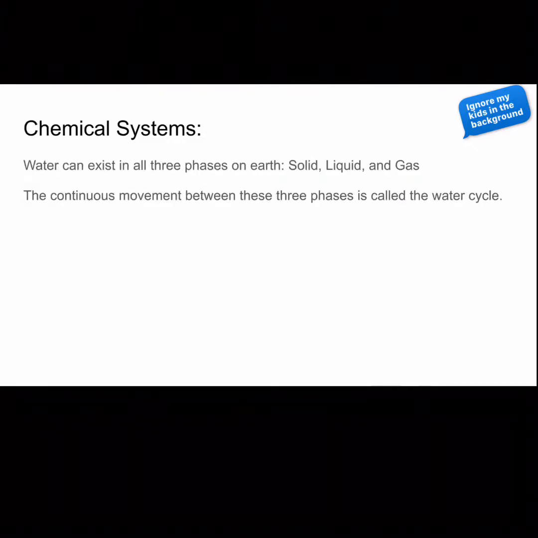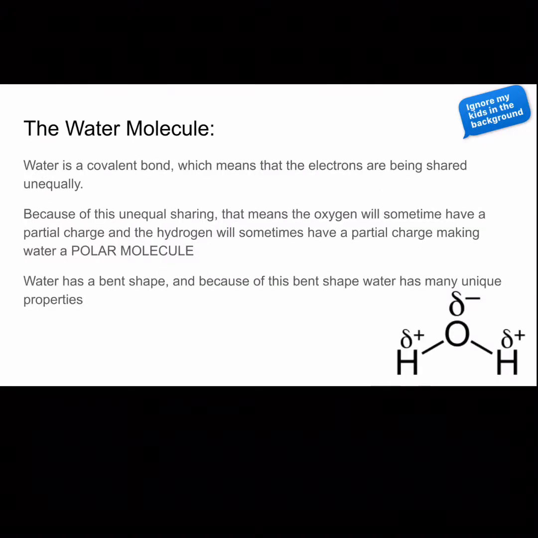In chemical systems, we already know that water can be in three phases: solid, liquid, or gas. The continuous movement between all three phases, solid, liquid, and gas, that is the water cycle. The water molecule, some things you need to know about water itself. It's a covalent bond. So if you think back to when we talked about bonds, covalent means it's two nonmetals. Oxygen's a nonmetal, hydrogen's a nonmetal. So that means electrons are going to be shared between the oxygens and the hydrogens.